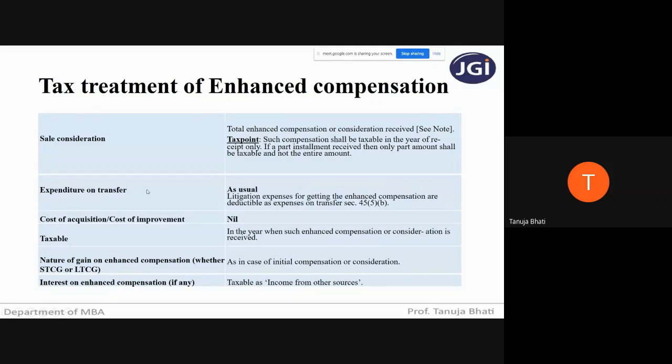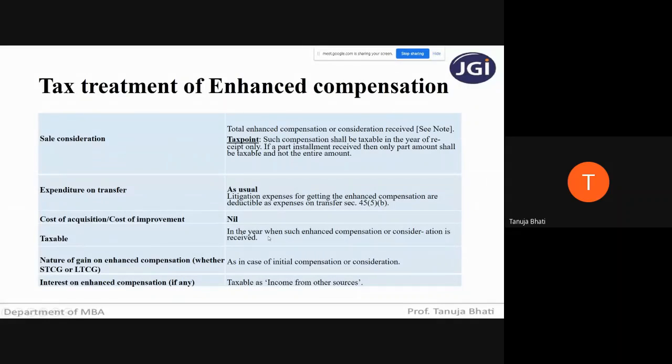Expenditure on transfer will be as usual, but litigation expenses for getting the enhanced compensation are also to be included in expenditure on transfer. Cost of acquisition and cost of improvement will be nil. So always remember students, this is very important. In case of enhanced compensation, cost of acquisition and cost of improvement is always going to be nil. Whereas in case of initial compensation, cost of acquisition and cost of improvement will be your normal thing. But in case of enhanced compensation, they will always be nil.